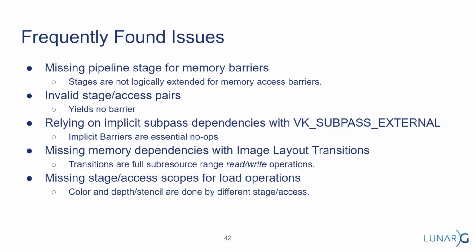The spec has improved. We now have error messages for invalid stage access pairs. So people will specify a stage that doesn't have the access they think, or an access that doesn't exist on a stage, so they get no barrier. The implicit subpass dependencies in RenderPass effectively do nothing. Unless your RenderPass is effectively doing nothing, don't count on them.